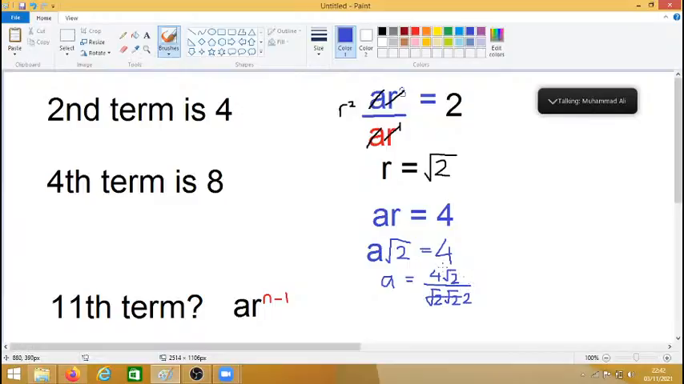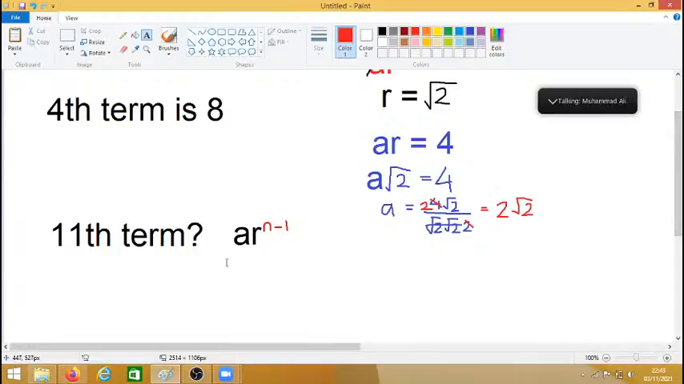Root 2 times root 2 will just become 2. So on the top I have 4 root 2 divided by, on the bottom, 2, but the 4 and the 2 I can cancel off, I can divide that. So 4 divided by 2 is just 2. So the answer for a is 2 root 2. Okay, that's brilliant because I've got what a is, I've got what r is, so I can get the general formula for this sequence, which is ar to the power n minus 1.